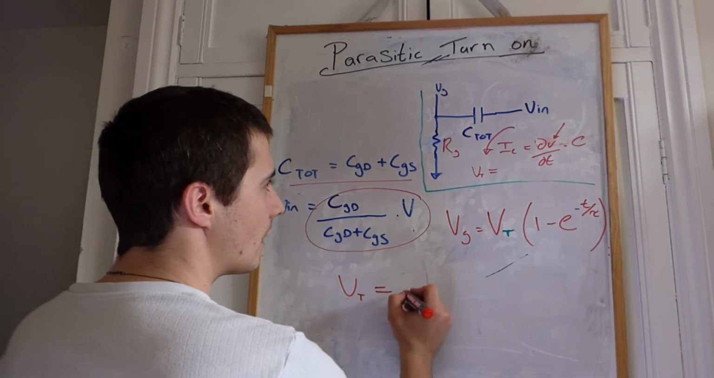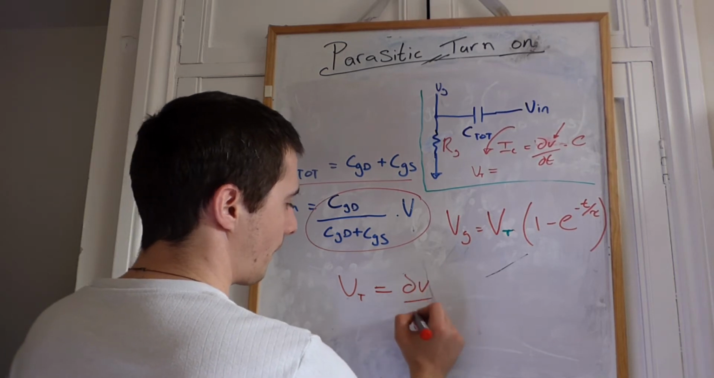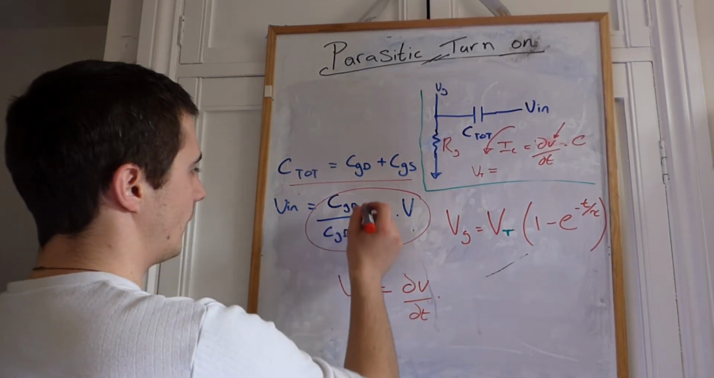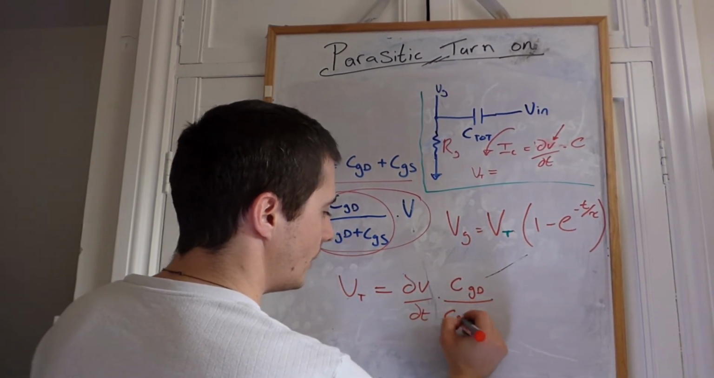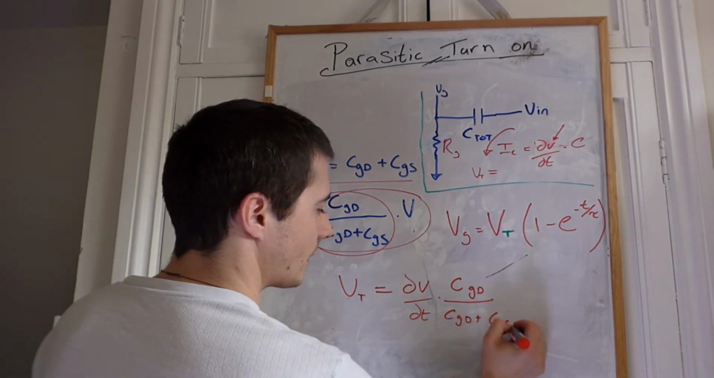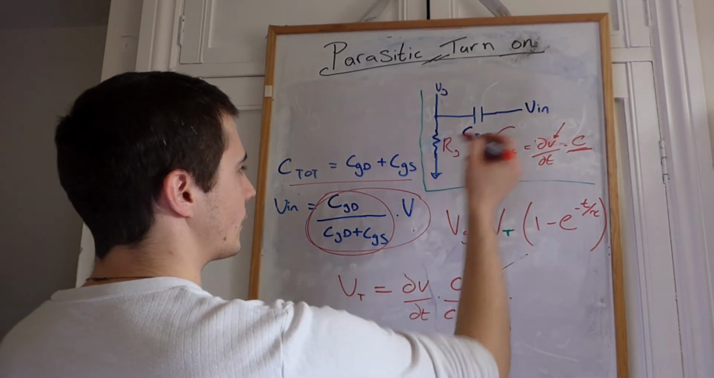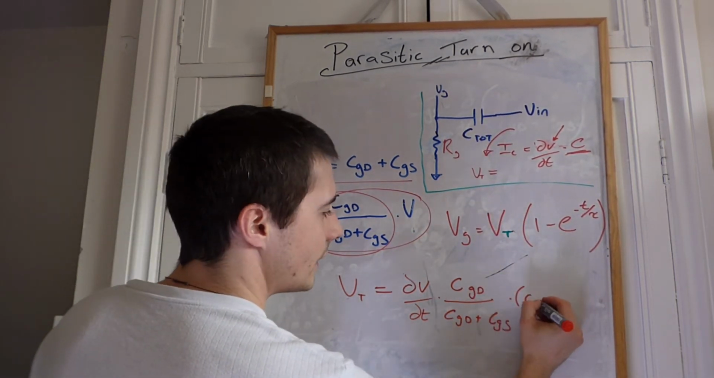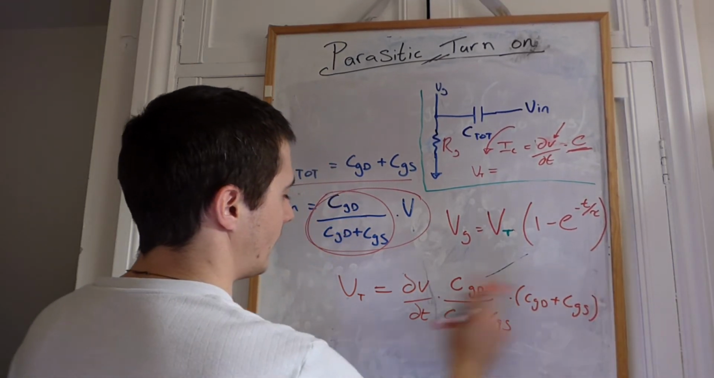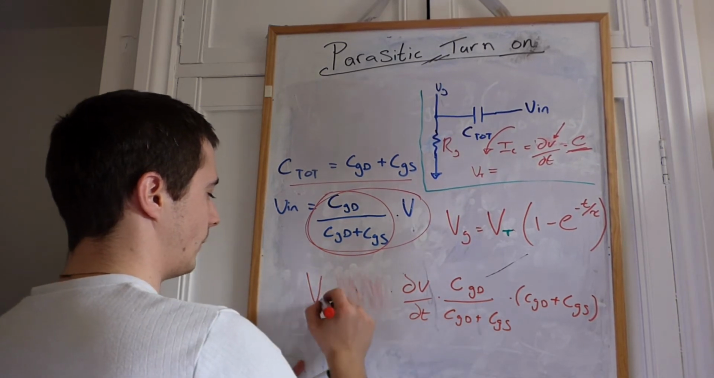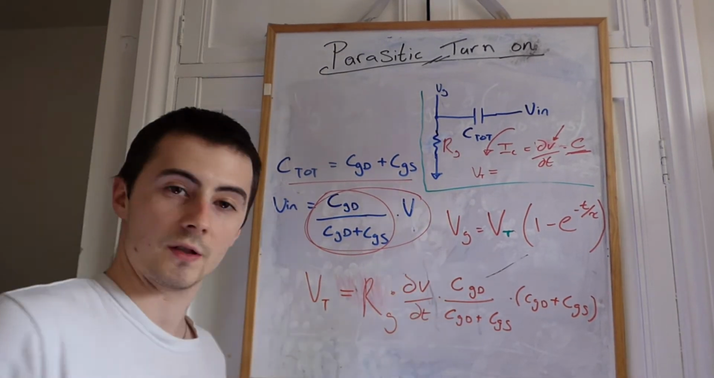So let's put that it will be the rate of change of the input voltage with respect to time, multiplied by this scaling factor here. So I'll call that CGD over CGD plus CGS, multiplied by the capacitance that we've got, which is C total, and that is CGD plus CGS. Finally, I'll put it up here, give myself some more room. We also need to multiply by the resistor, and that gives us a voltage.